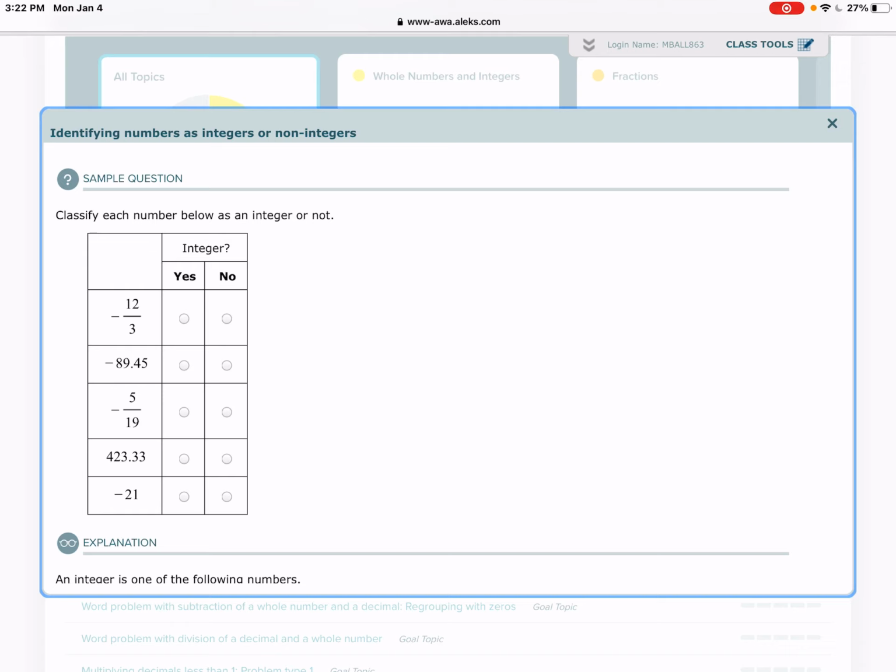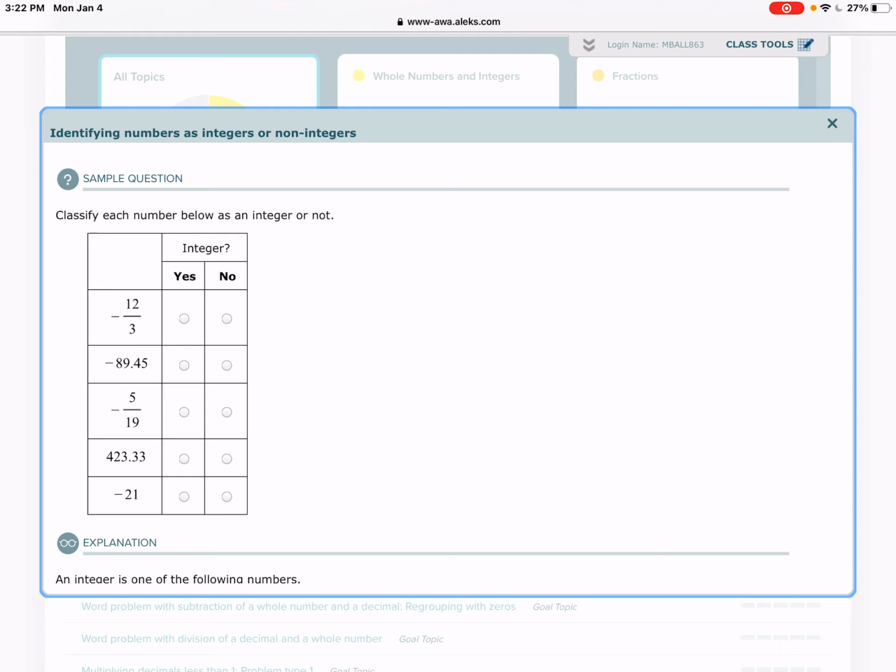But look at negative 89.45. 0.45 is what it is. It's a decimal, so that is not an integer. 5/19, negative and positive don't matter here, guys. 5/19 is a fraction. We can't simplify that to a whole number, so no, that is not an integer. 423.33, that's just a decimal. It's not an integer, so say no.